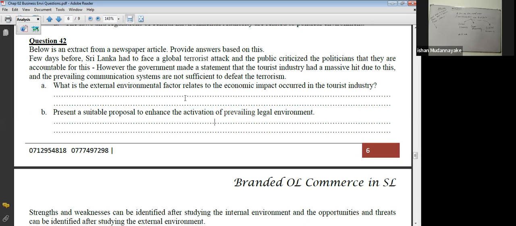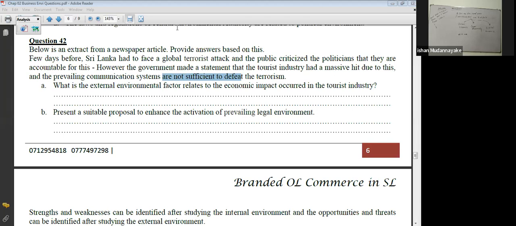Right, I got a few answers. Okay, right here. One of the most possible answers for this is right here. Prevailing communication systems are not sufficient to defeat the terrorism. So here, improving communication system to identify terrorist attack.